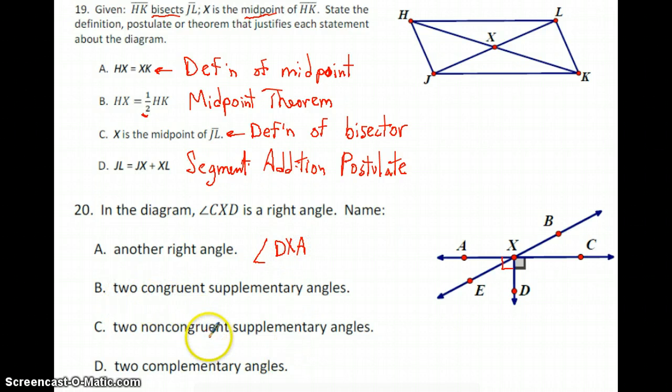Two congruent supplementary angles. Well, if they're congruent and supplementary, they both have to be 90. So I already know about two 90-degree angles, that one and the one they gave me.